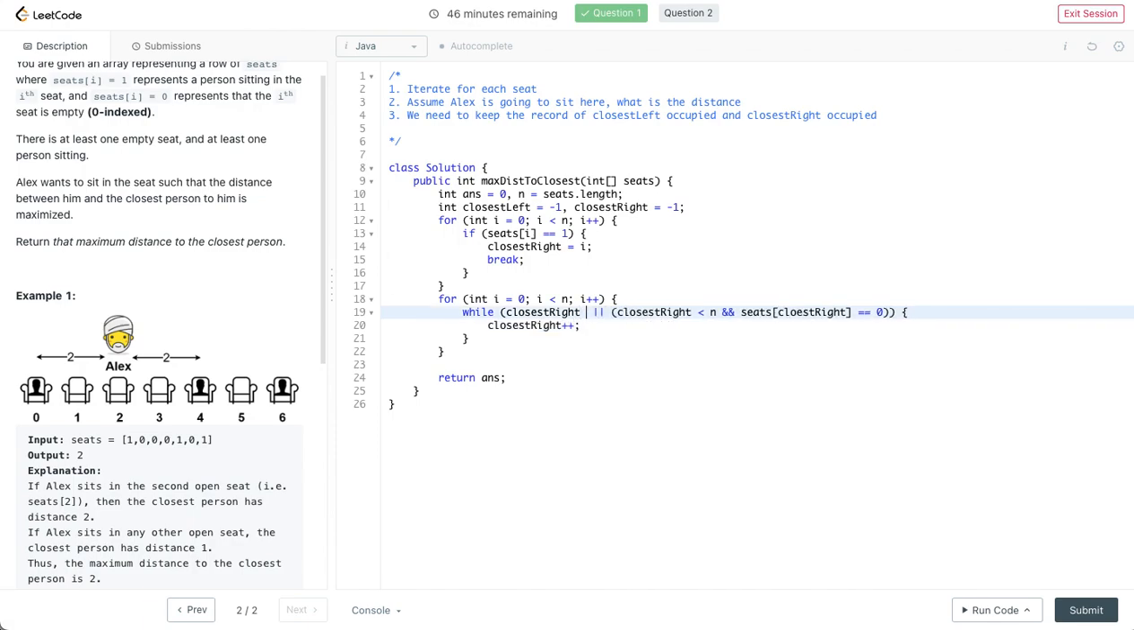Well, how about that? If it is less than 9, then we need to keep incrementing. So while closest right is less than n, and then it is not an occupied seat, then we need to keep incrementing until the seat is actually occupied.